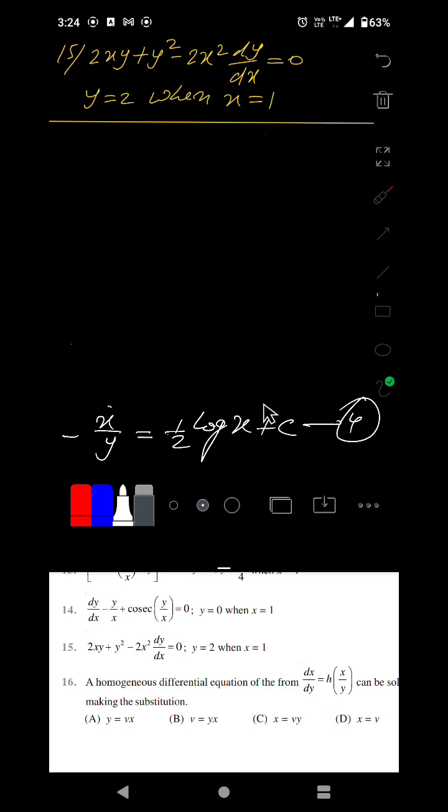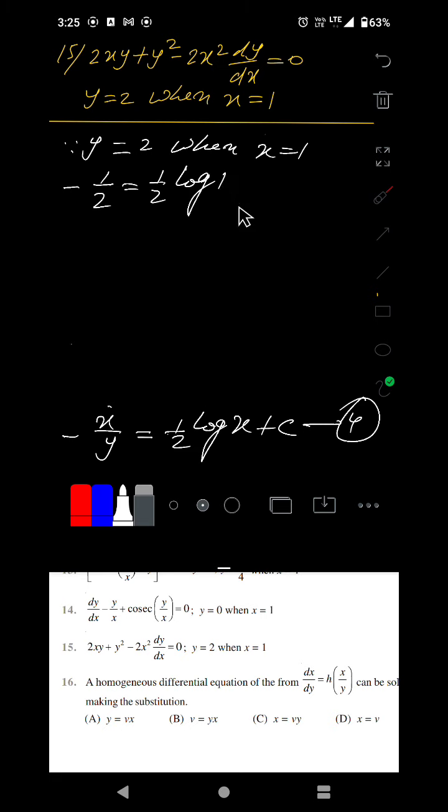This is the step where we have to find out the value of c according to the given boundary value condition. So since y is equal to 2 when x is equal to 1, substituting in this equation, we have minus 1 upon 2, because x is 1 and y is 2, so minus 1 upon 2 is equal to 1 upon 2 log 1 plus c. Now log 1 is 0, so this term becomes 0, and we have simply c is equal to minus half.